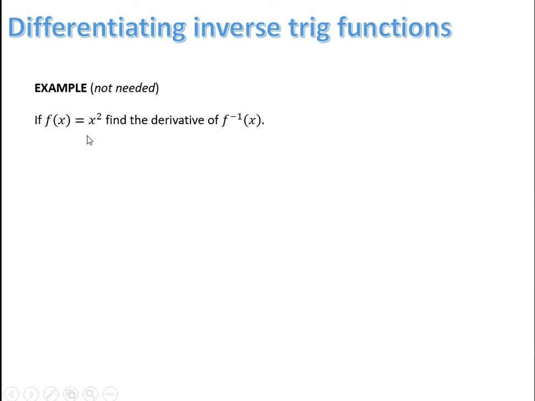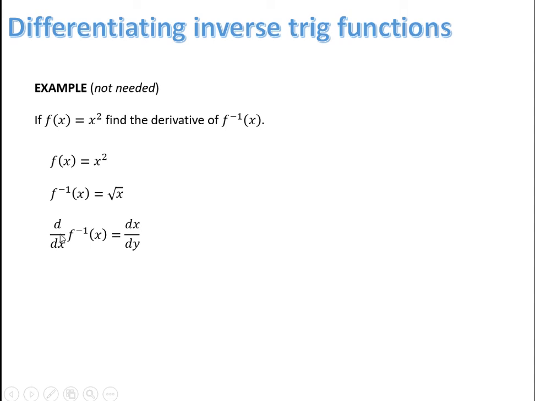So if we have a function f of x equal to x squared, we're going to find the derivative of the inverse. Okay, so if f of x equals x squared, then we can say that the inverse function is root x. As I say, if we've got a function that takes us from a to b, the inverse function will take us from b to a. So if we square something to get back to where we started, we square root it.